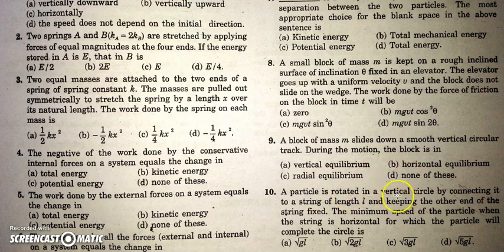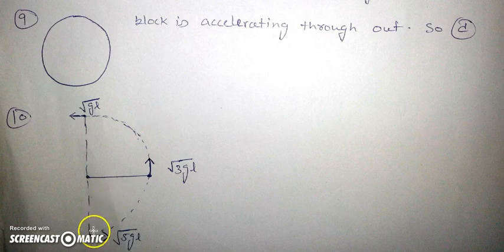The next is a particle is rotated in a vertical circle by connecting it to a string of length L, keeping the other end of the string fixed. We have to find the minimum speed of the particle when the string is horizontal, for which the particle will complete the circle. We already know that the minimum speed at the bottom should be root 5 gL, the minimum speed at the horizontal level should be root 3 gL, and the minimum speed of the particle at the top for complete circular motion should be root gL when it is performing circular motion with the help of string. So root 3 gL should be the answer because the string is horizontal in the given question.